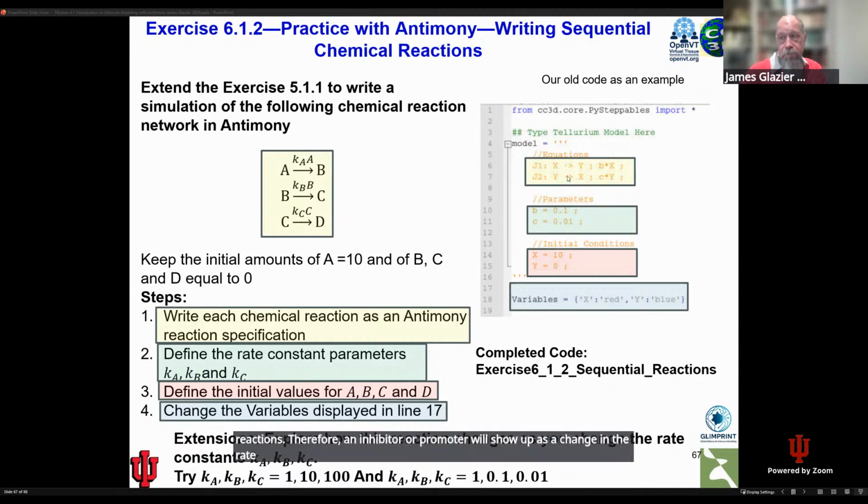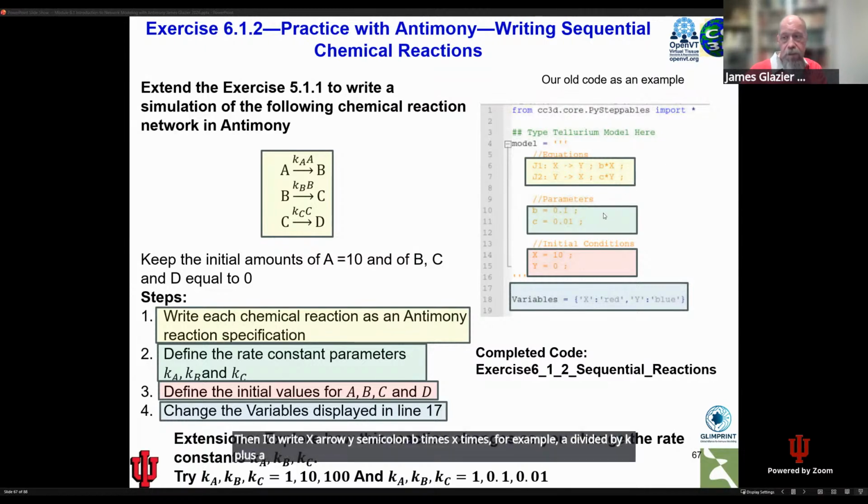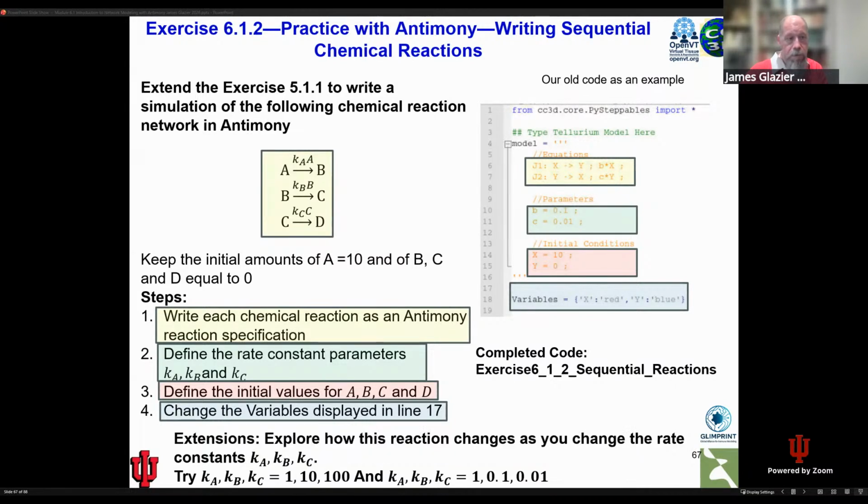So for example, if X goes to Y, and we're modulated by chemical species A, then I'd write X arrow Y semicolon B times X times, for example, A divided by K plus A. That should be a Michaelis-Menten dependence on A. So yes, inhibitors and promoters don't actually show up in the arrows themselves.